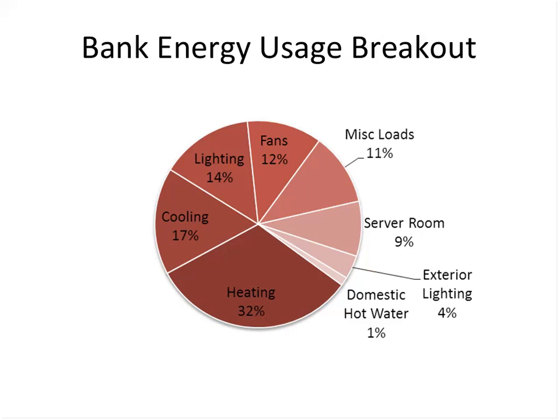Here's that energy use breakout in that bank. This is by energy. As you can see, the largest energy consumer was heating. Okay, then domestic water, exterior lighting. There was a server room in there, miscellaneous loads, fans, lighting, cooling. So the three big ones are what? Lighting, cooling, and heating. So that's the energy use breakout, but how does the cost breakout look?